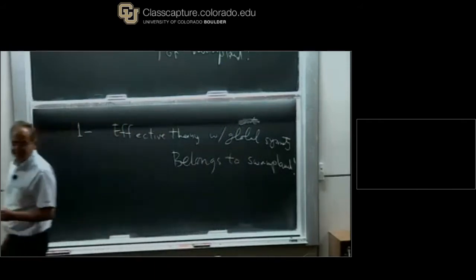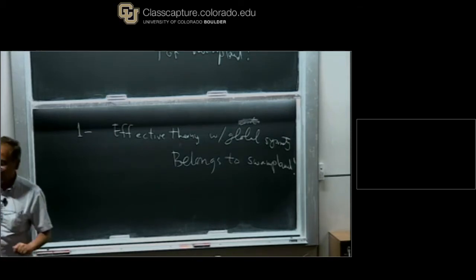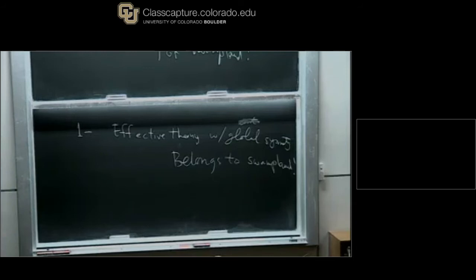Okay, this statement sounds outrageous. Global symmetries, we are used to the effective field theory, we always love the global symmetries. We're saying that if you have a global symmetry and you say, oh, just couple it to gravity, that theory doesn't exist. Okay? That's the first shocking surprise.